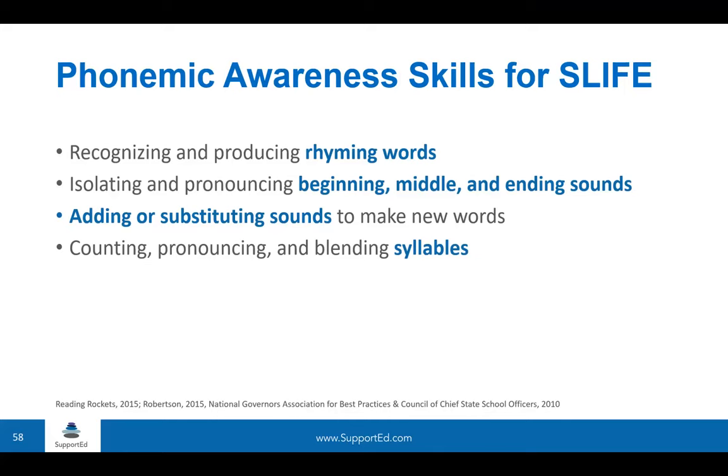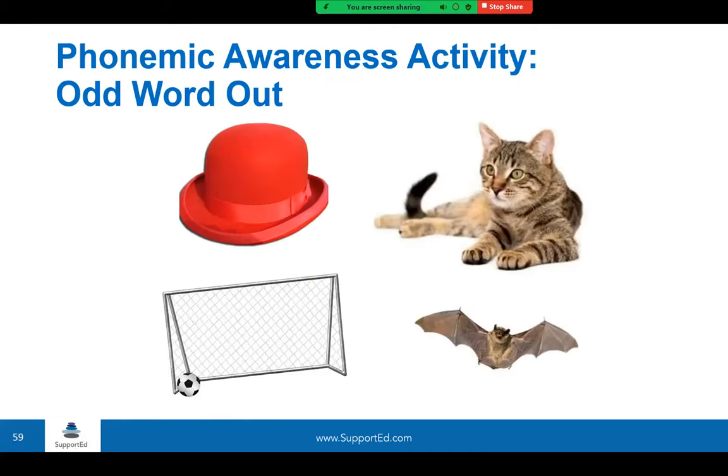for example, instruction on that soft TH sound that's in 13th. I was just in a classroom where they were reviewing that, because students need to be able to recognize that beginning and ending sound to be able to read and write that word. So supporting students as they recognize and produce rhyming sounds, isolate and pronounce beginning, middle, and ending sounds, substitute or add sounds to make new words, and count, pronounce, and blend syllables would be skills that are prerequisite to being able to connect to the written word.